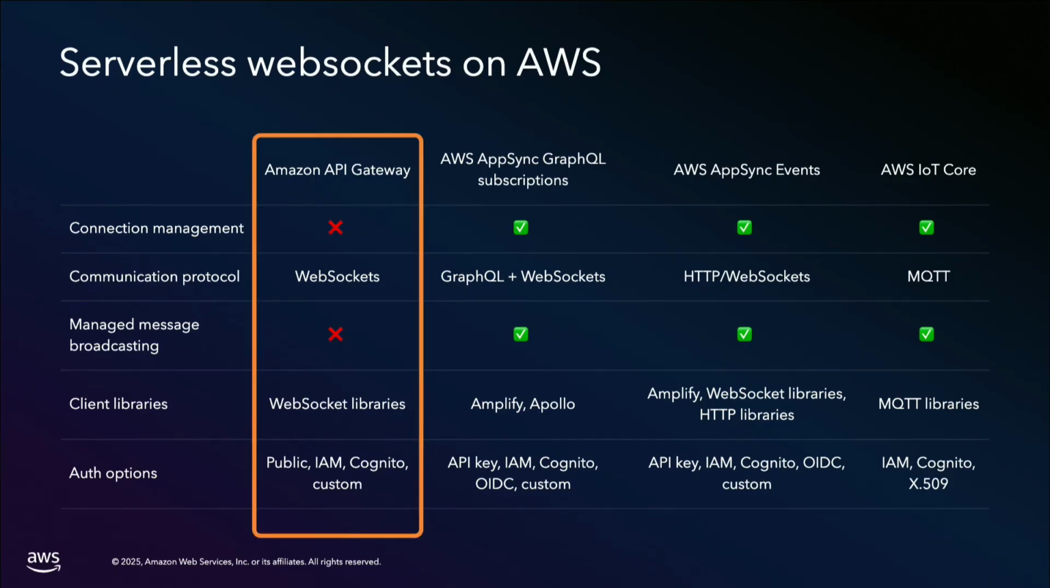So for our application, we actually went through implementing the Amazon API Gateway, and we do have to set up the connection management and the message broadcasting. And later on, we'll see how to actually use the AWS AppSync Events. So let's take a look at the architecture of how we actually ended up implementing the Amazon API Gateway.